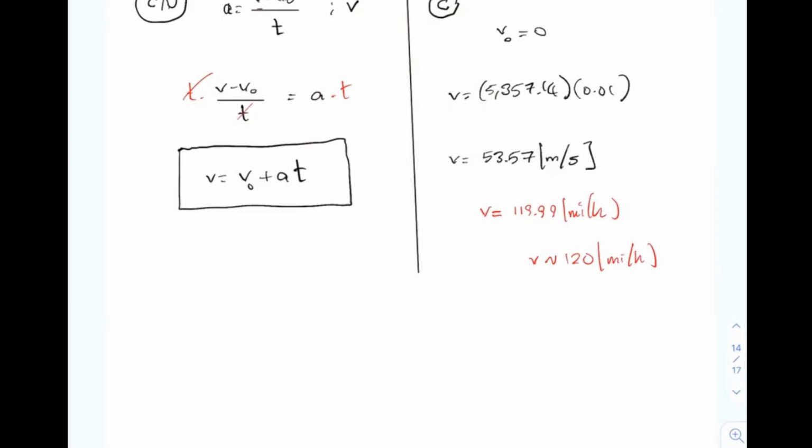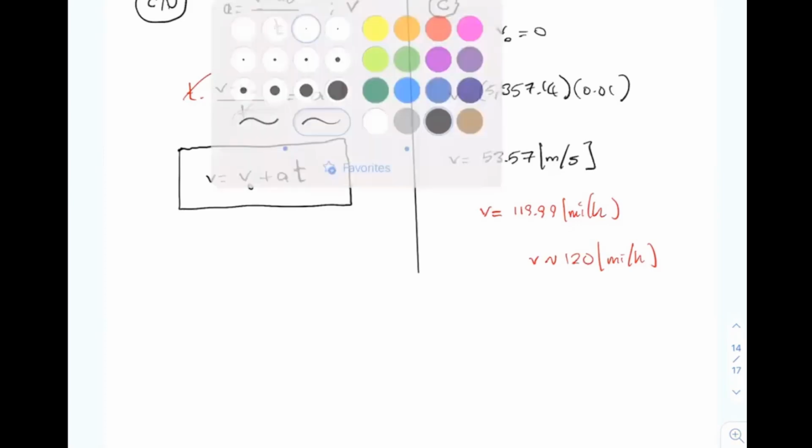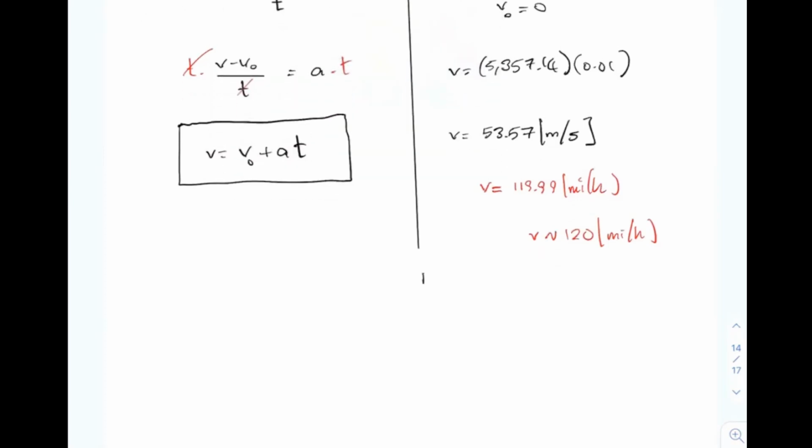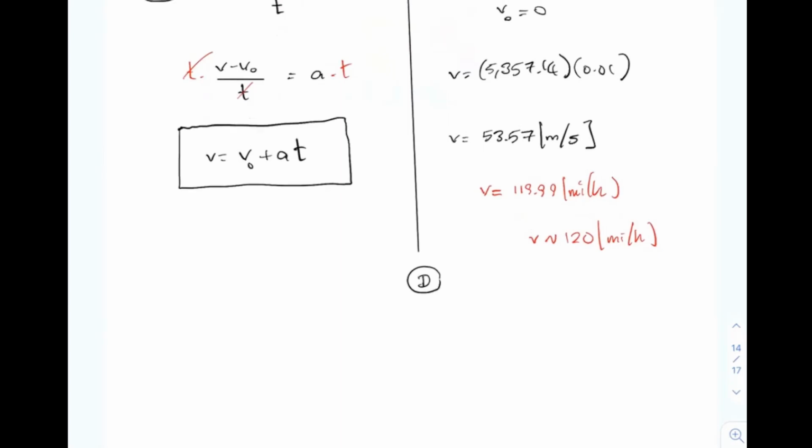So what do we expect to see when it comes to the train? We expect about 60 miles per hour. Let's check to see if that's the case. So D is going to be the train. So let's do the train. So what do we know? The train is going to have an initial speed. Remember, the initial speed of the train was 60 miles per hour. So this is 26.78 meters per second. Just a reminder.